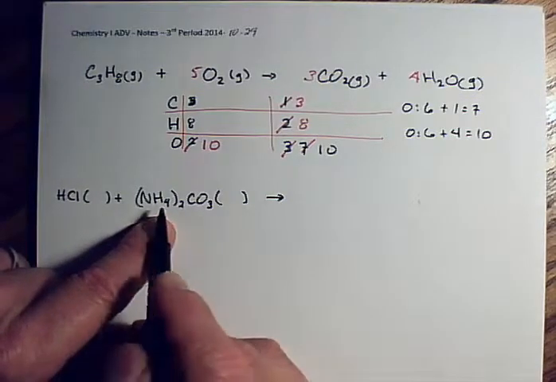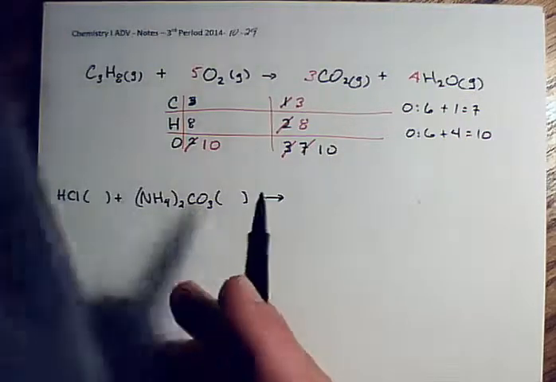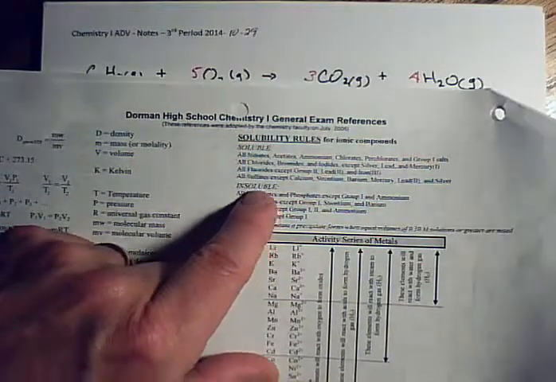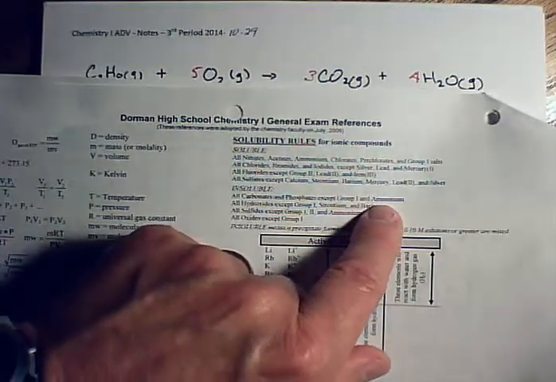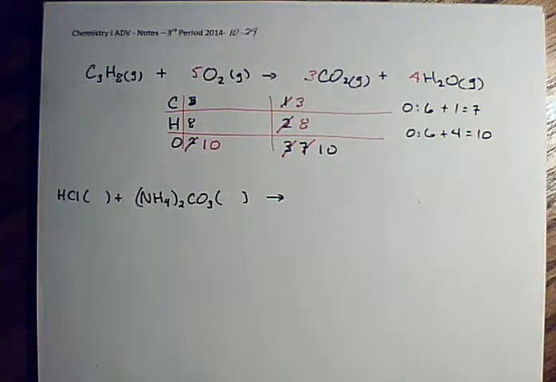Okay, so the second one would be aqueous, right? Because the one is carbonate, but it's bonded with NH4, right? Correct. So carbonates are insoluble, but not when bonded with ammonium. So this would be aqueous.